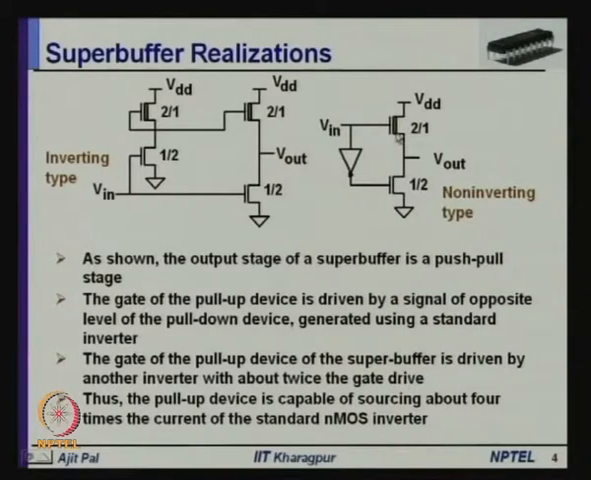So, this converts the inverter into a non-inverting type super buffer, and obviously the characteristics will be similar to what I have already discussed. So, we find that the super buffer can be realized as both inverting type and non-inverting type, and that overcomes some of the limitations of the standard NMOS inverter. Okay. So, this is the use of the super buffer.